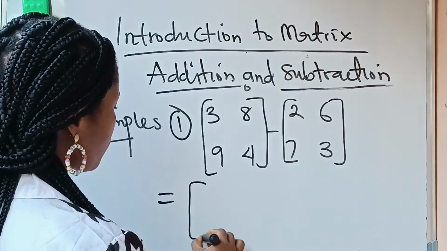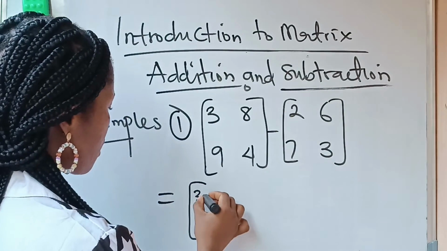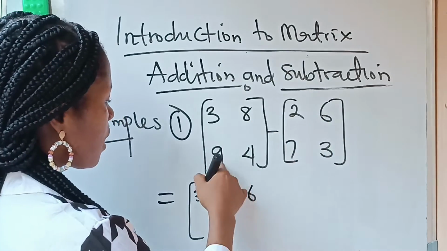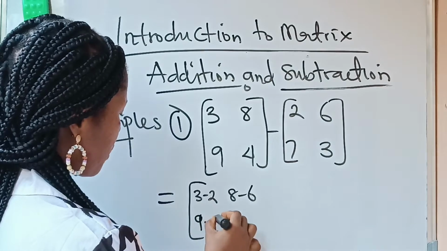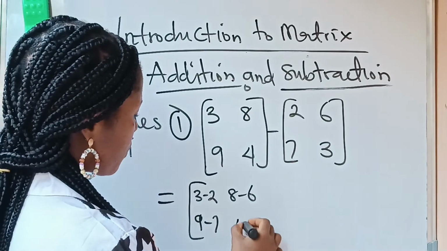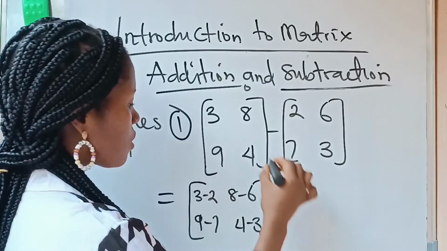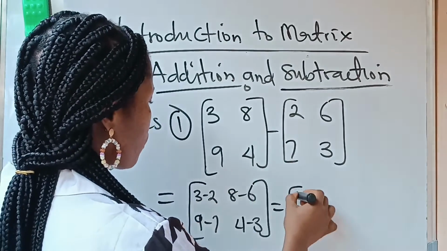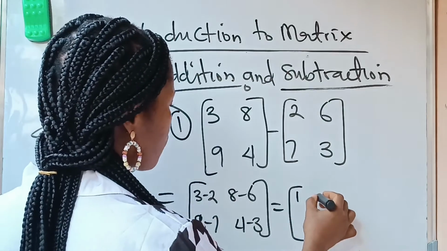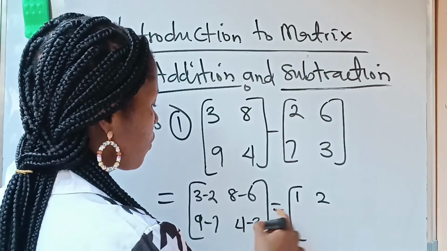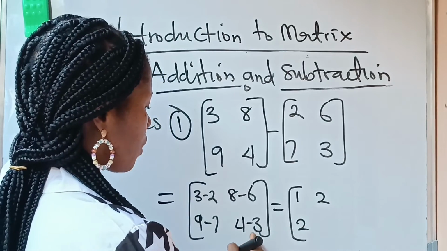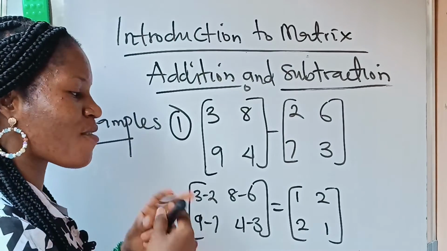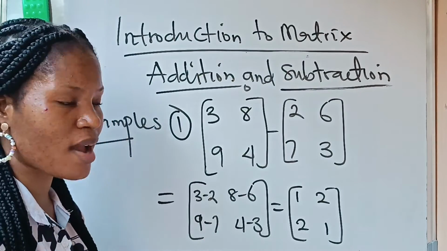Now, this is going to be 3 minus 2, 8 minus 6, 9 minus 7, 4 minus 3. So what do we have now? 3 minus 2 will give us 1. 8 minus 6 will give us 2. 9 minus 7 will give us 2. 4 minus 3 will give us 1. And this is our answer. You can see that it's very easy.